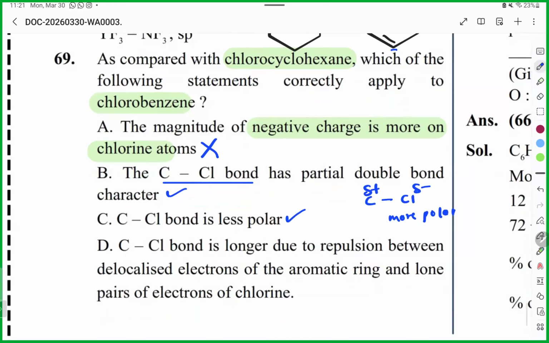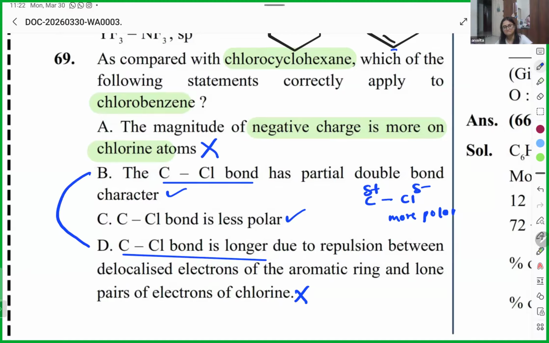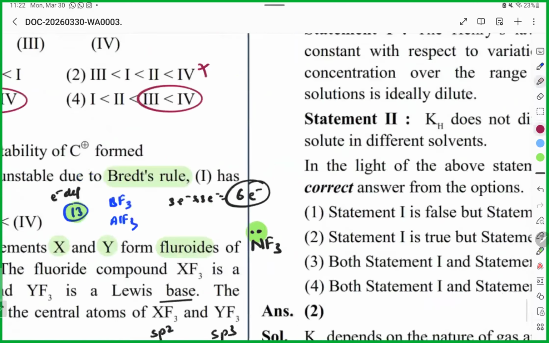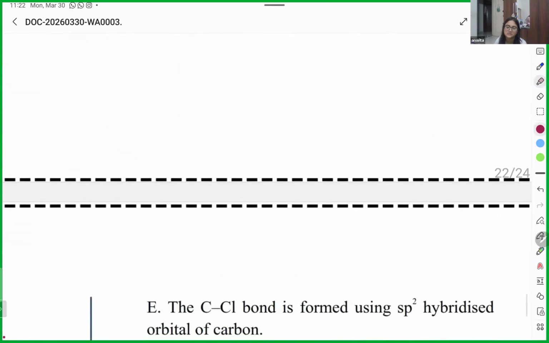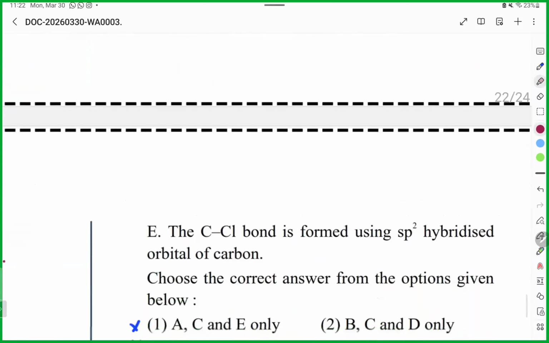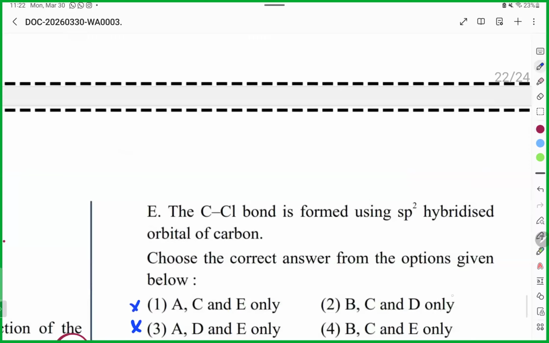Fourth, C-Cl bond is longer. Wrong. No, sir, it will be shorter. Reason: because of the partial double bond. Double bond length is less than the single bond. Correct? Yes, sir. If double bond character increases, bond length decreases. So based on this, you can easily see that D was wrong, so this is not possible.